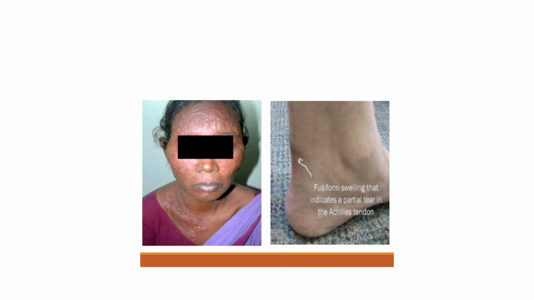Here we see fusiform swelling at the end of the Achilles tendon, which indicates a partial tear in the Achilles tendon. This is because the patient was on fluoroquinolone and went outside in the sun. That is why those sunburn lesions have been seen on the face and the neck region, which was exposed to the sun. Plus, the rarest side effect, that is tendinitis, again seen as a fusiform swelling under the tendon, the Achilles tendon.